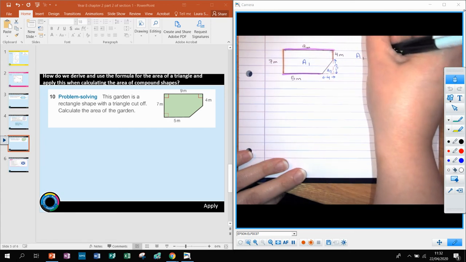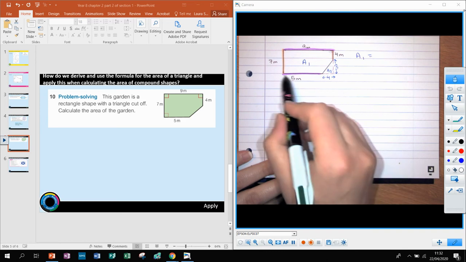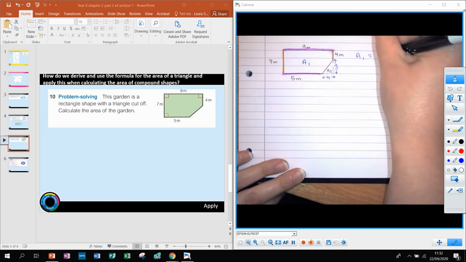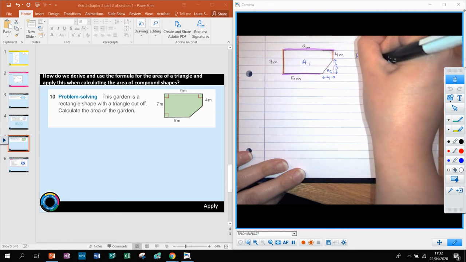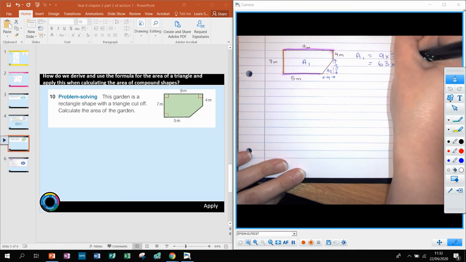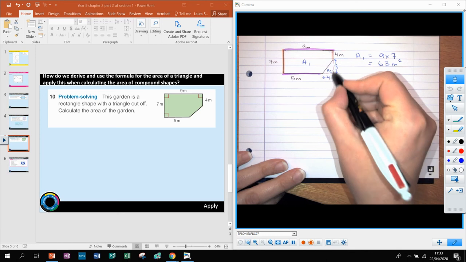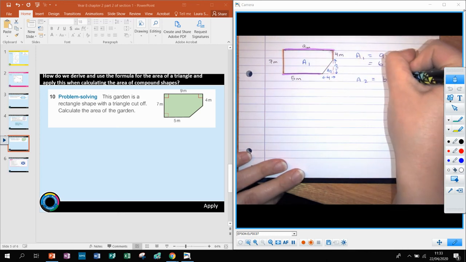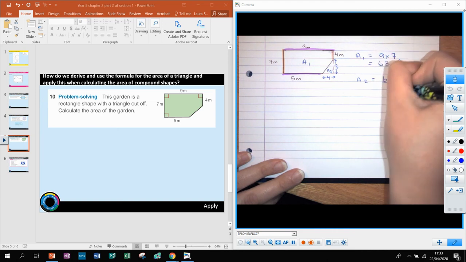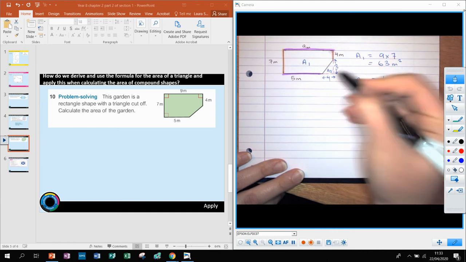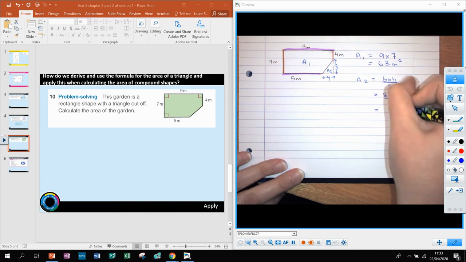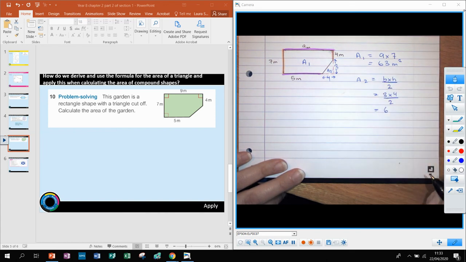So let's find area 1. This time, since it's the entire rectangle here, it's 9 by 7. So we're going to do 9 times 7, which is 63 meters squared. We can then look at area 2. We know that area 2 would be base times height divided by 2. In this case, that's 3 times 4 divided by 2, which is 6 meters squared.